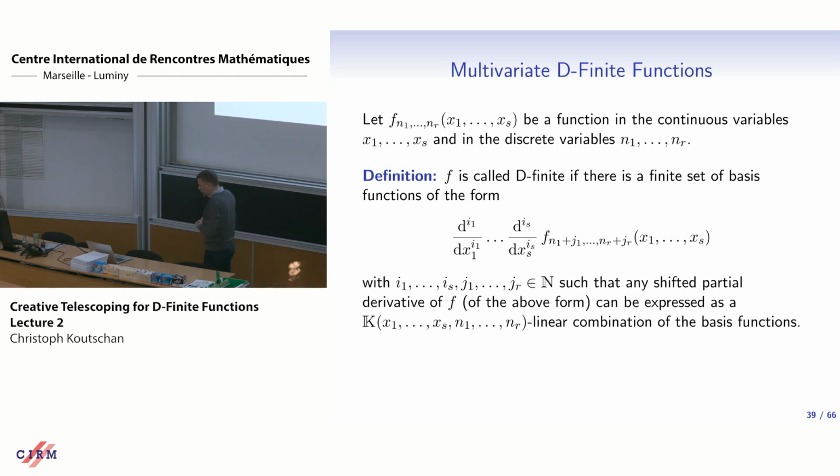We have seen this in the proof of closure properties for D-finite functions, where I also said that for any derivative of our function, using the differential equation that is satisfied, we can reduce it to a finite set of derivatives that is bounded by the order of the differential equation. And here is the very same thing in the multivariate setting.